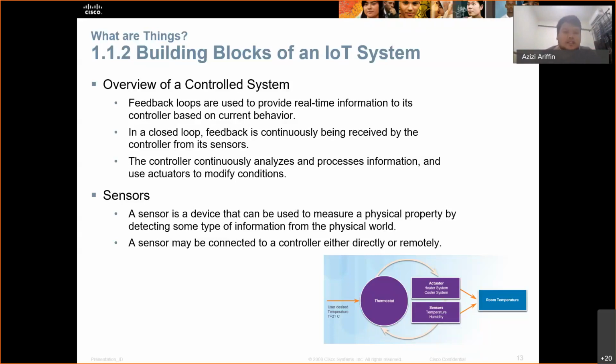Okay. So sensor is a device that can be used to measure physical property by detecting some type of information from the physical world, and sensor may be connected to a controller either directly or remotely. Kalau directly, sensor tu selalunya connected dengan microcontroller. Kalau remotely, sensor tu ada very simple embedded microcontroller, dan dia akan pass along the sensor data to the gateway. Selalunya dalam satu wireless sensor network.